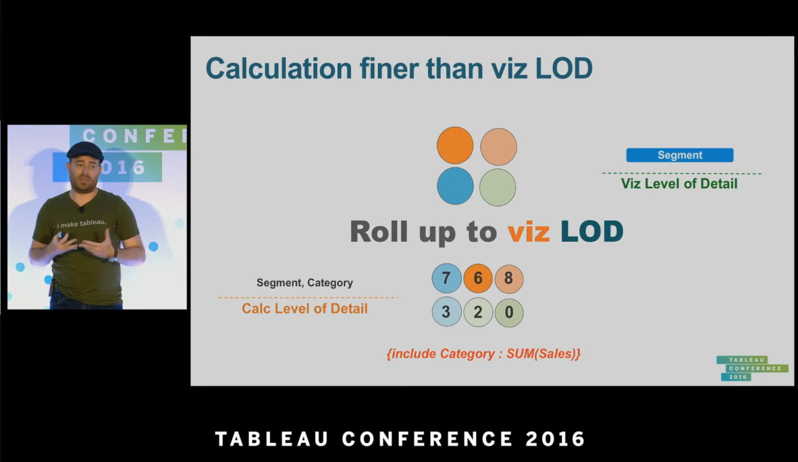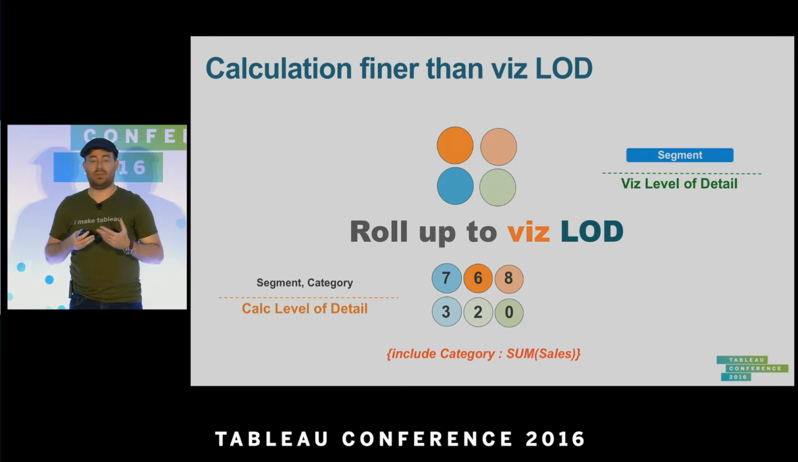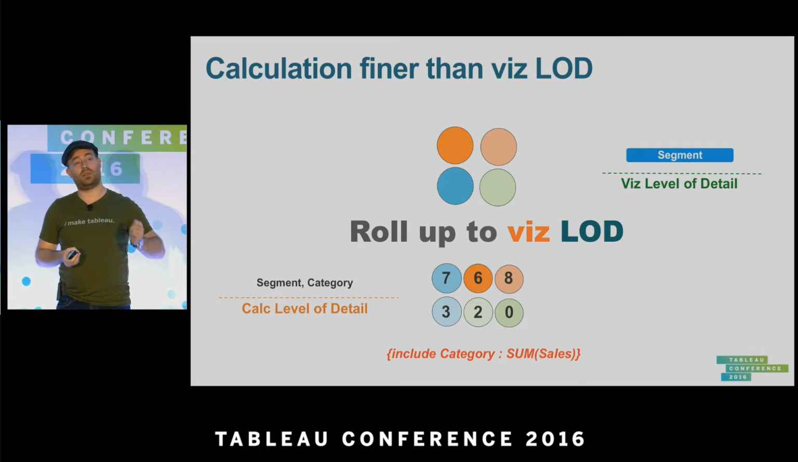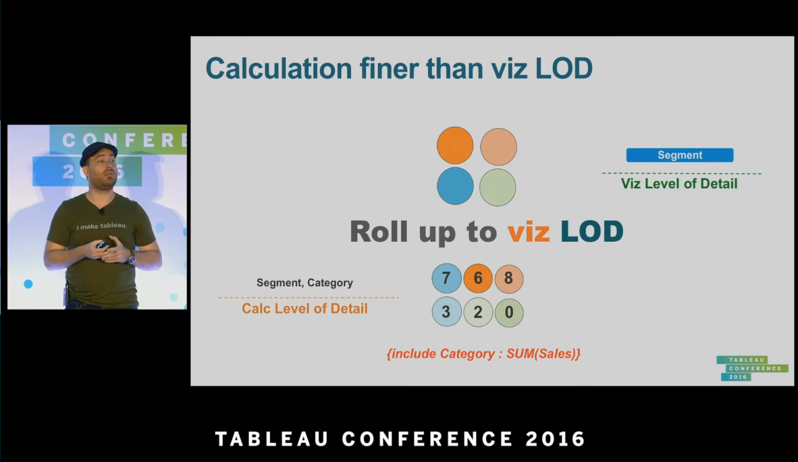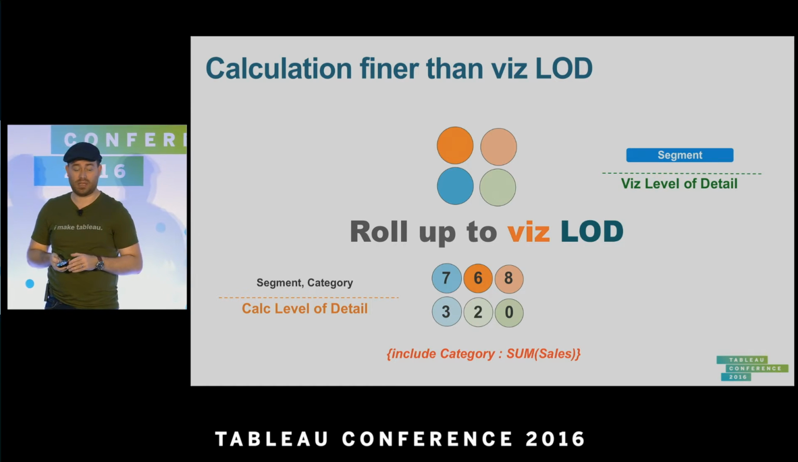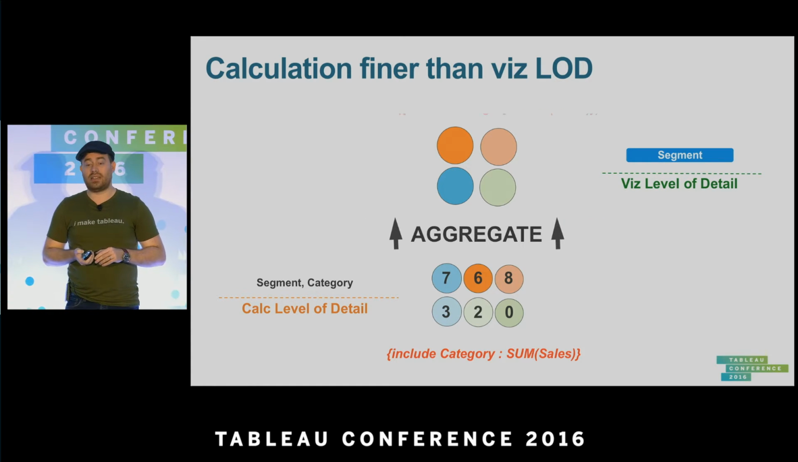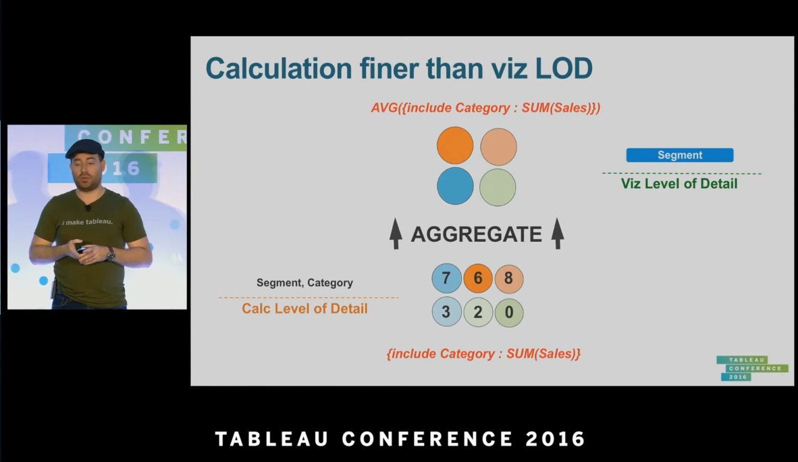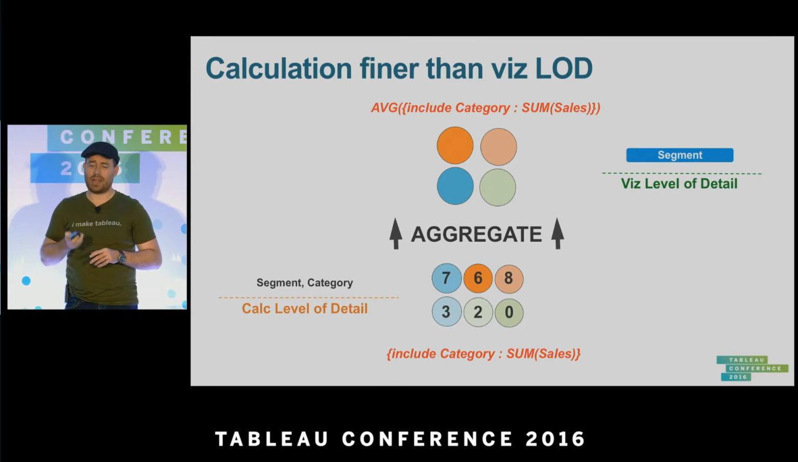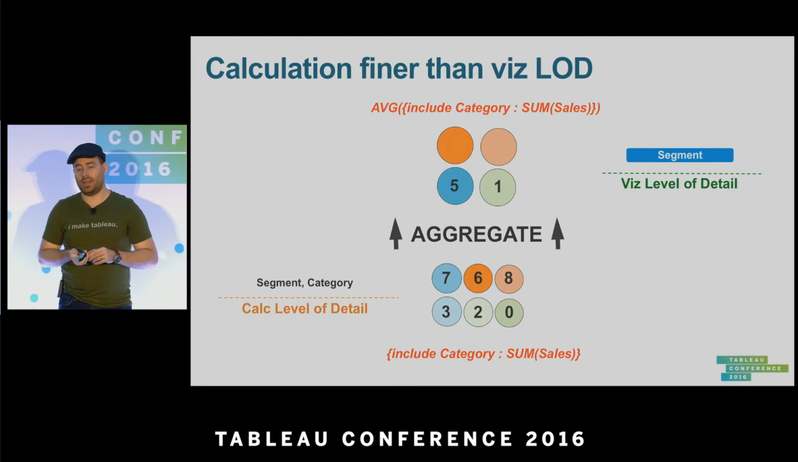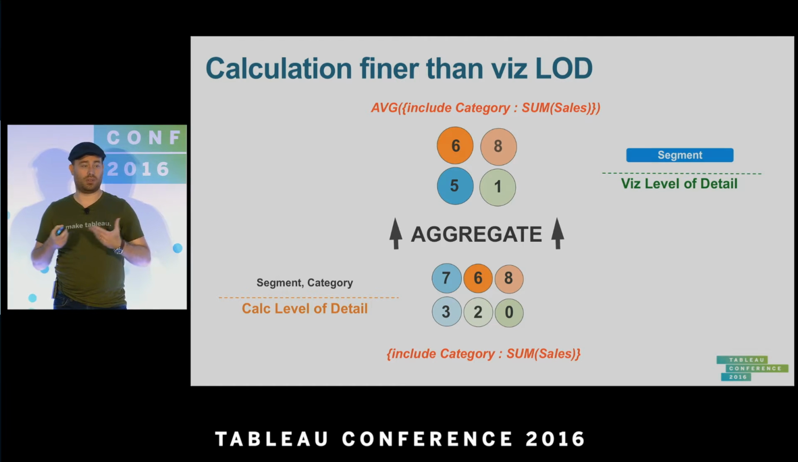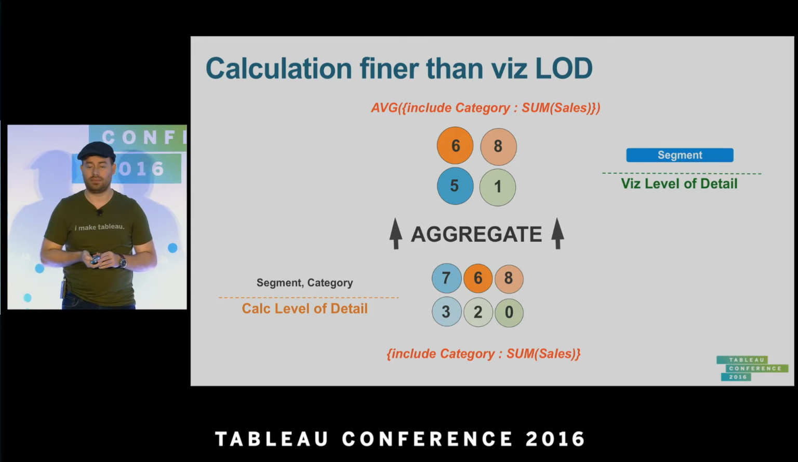So we'll have to roll up to viz LOD using some aggregation. In fact, you'll notice when you drag a level of detail expression into the view, we'll force an aggregation around it. You can change it later, but it has to be aggregate. So in this case, let's say you chose to do an average. What's going to happen is we'll take 7 and 3, add them up, divide by 2, you get 5 for the large blue dot, 2 plus 0, divide by 2, you get 1. And 6 and 8 won't change because there's no multiple categories for a given segment. They will be identically moved.